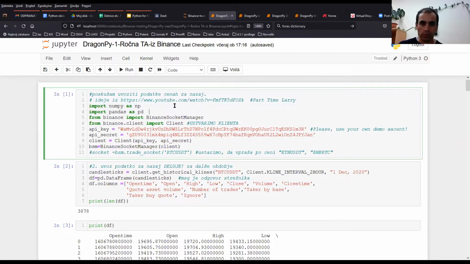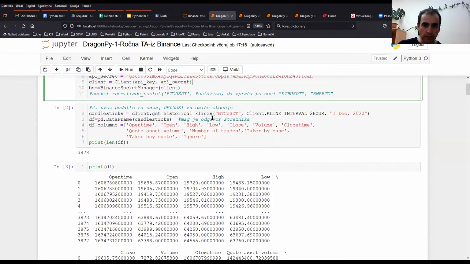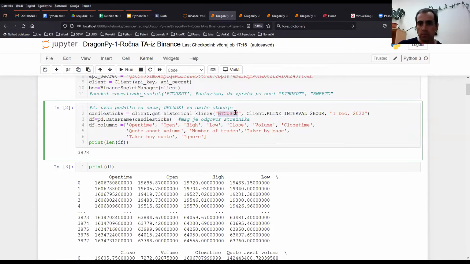Okay, we use Pandas and NumPy for data management and Binance as the source of the data. They have a free demo account for testing that you create. I didn't hide my demo account, but please use your own when you are copying this. We create a client, and with this client, we request data for the Bitcoin USD exchange, two-hourly, from last December. Then we create a Pandas data frame so that we get human-readable data.